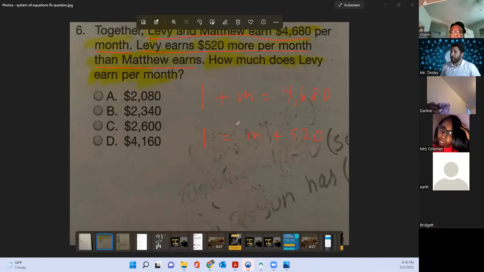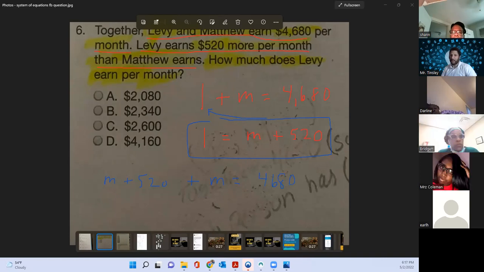Now, through substitution, so let me change the color. Let me change it to blue. We know what L is. So we're going to take that and plug it in to L. So we're going to get M plus 520, because that's the L. L plus M equal 4,680. And I got to go back to this red. That blue is not working.